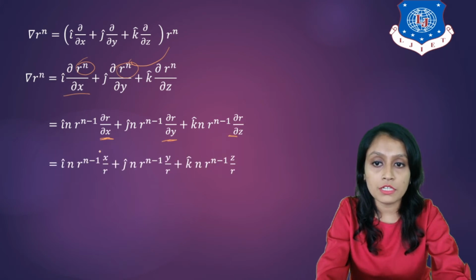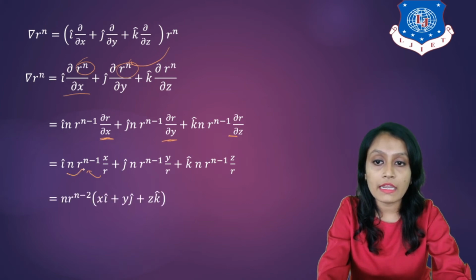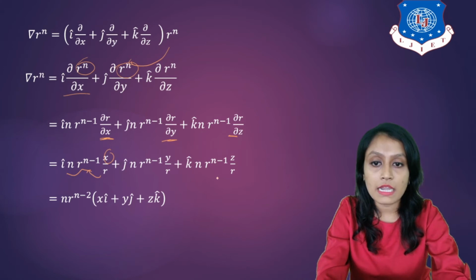Now we know the value of del r by del x, del r by del y, del r by del z. So substitute to get the answer, that is i cap into n r raised to n minus 1 into x upon r plus j cap into n r raised to n minus 1 y upon r plus k cap into n r raised to n minus 1 z upon r. Apply this r in the denominator everywhere, so you will get r raised to n minus 2. Take n and r raised to n minus 2 common. So what will remain is x i cap, y j cap, and z k cap.